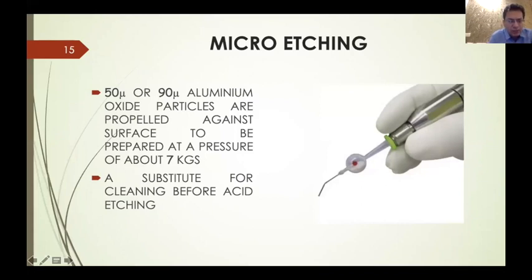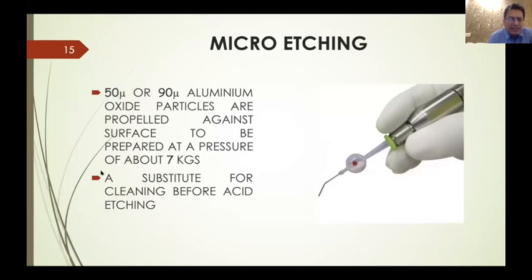What does it do? It substitutes for cleaning before etching, but it's not a substitute for etching. If you were to clean or sandblast, that would be almost similar. But if you thought that you were actually substituting acid etching, it's not correct.